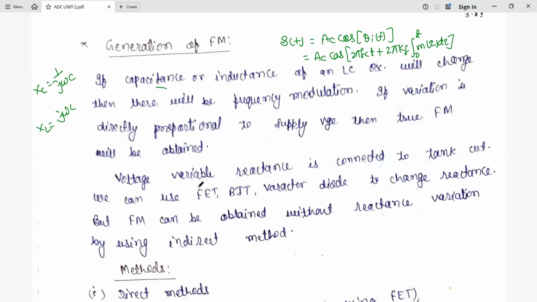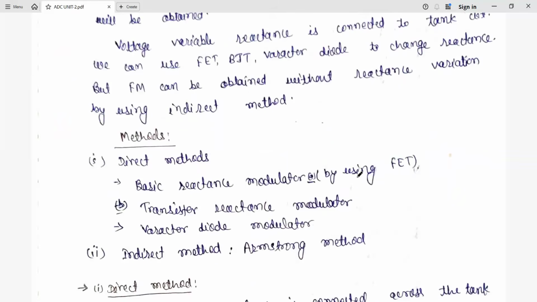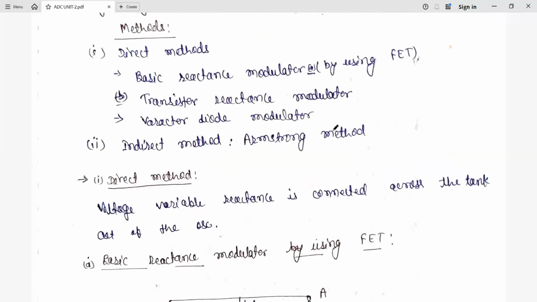Here a voltage variable reactance is connected to the tank circuit. A tank circuit is a combination of inductor, capacitor and resistance. For that, we can use a BJT, FET or varactor diode to change the reactance. But obtaining it without reactance is called the indirect method, which is the most popular, known as the Armstrong method. First we see how to generate it with the help of direct methods.